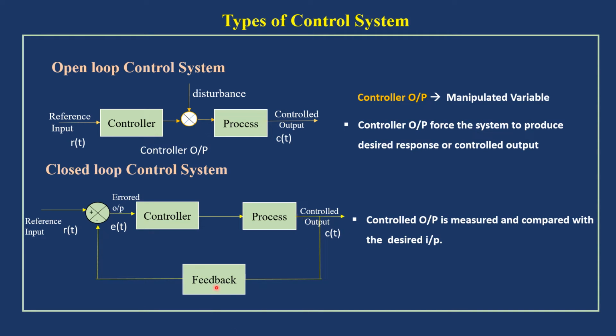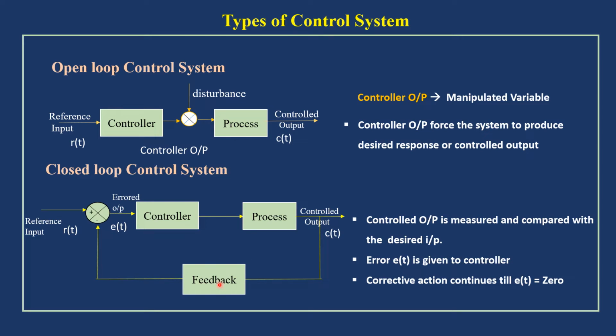So this feedback element measures the controlled output and it will be fed back to the comparator. That comparator compares the set point and measured output and the deviation will be given to the controller. The controller makes the corrective action and it produces the desired output. This process will be continued until the error output E of t becomes 0. Corrective action will be done by the controller till E of t becomes 0. So this is about the closed loop control system.